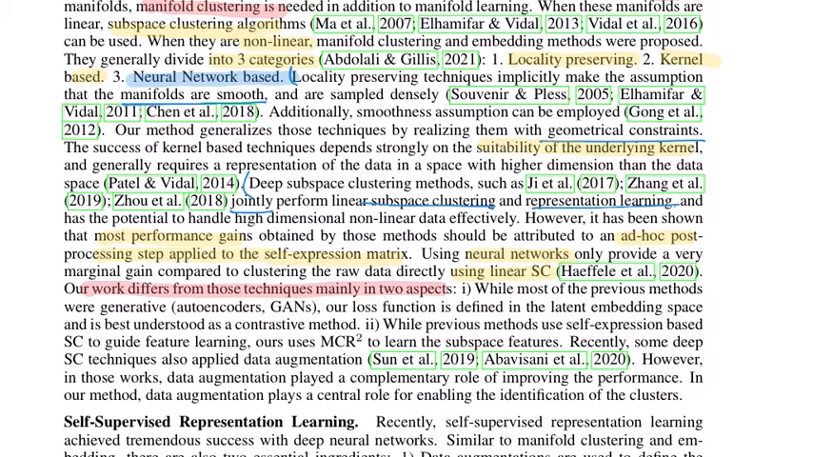The first point is that most of the proposed works in this domain rely on autoencoders and GANs, meaning that they are generative models, while this work is a contrastive method. The other point is that the previous methods use self-expression based subspace clustering. Here, the MCR2 objective is used for that. And the third one is that while many of these works use data augmentation as a complementary step, here data augmentation has a central role, allowing the identification of these manifolds.